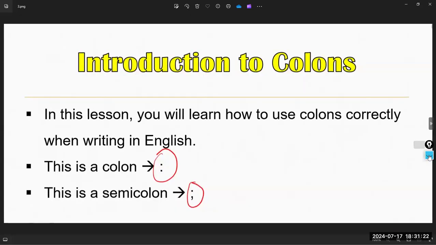But first of all, you have to differentiate between the colon and the semicolon. This is the colon, the two dots, as you notice in the picture, and this is the semicolon. It is not another dot or period, but a comma, and the full stop should be above the comma. So what are the steps that I have to consider if I want to use the colon?